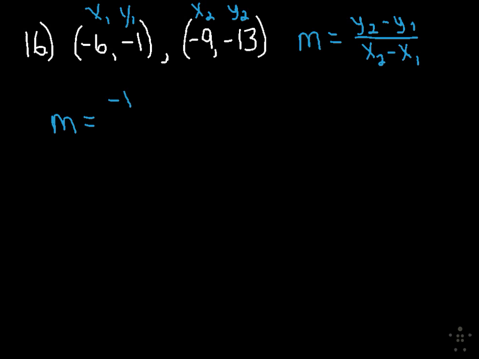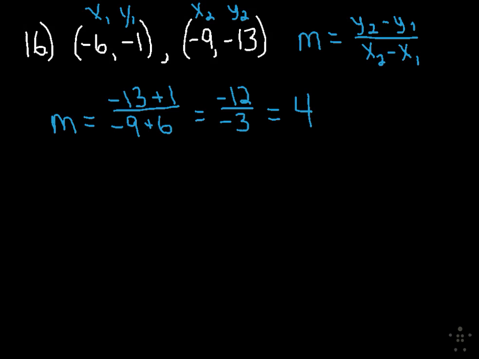I get negative 13 minus negative 1, so it's the same thing as plus 1. And negative 9 minus negative 6, same thing as plus 6. So that gives you negative 12 over negative 3, and a negative divided by negative is positive. So the slope of this line that contains these 2 points, m, is equal to 4. So there's question number 16.